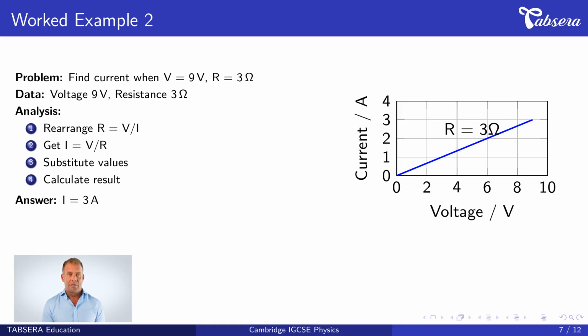Now we analyze. First, rearrange the equation. Starting with R equals V divided by I, we need I, so we multiply both sides by I and divide by R to get I equals V divided by R. Second, substitute values. We write I equals 9 volts divided by 3 ohms. Third, calculate. 9 divided by 3 equals 3. Fourth, the current is 3 amperes. The graph shows the linear relationship between voltage and current for this 3-ohm resistor, demonstrating Ohm's law.